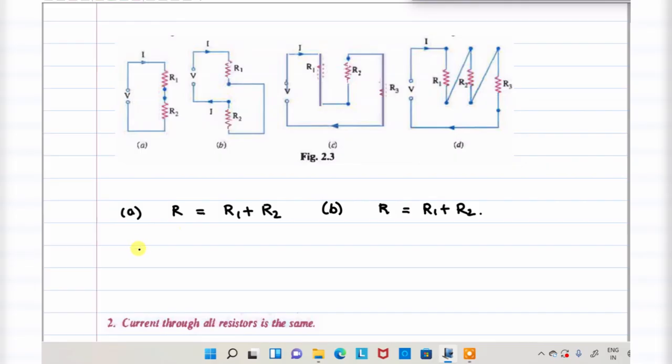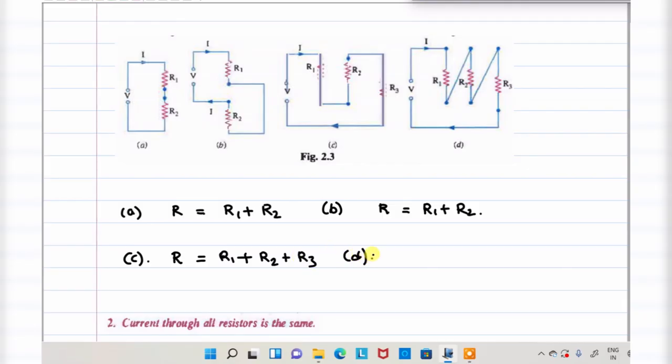Coming to the third, C. In the case of the third circuit, current will pass here, and the same current will be flowing through this. The same current will be flowing through R3 and then end here. That means a single path only. So R is equal to R1 plus R2 plus R3.